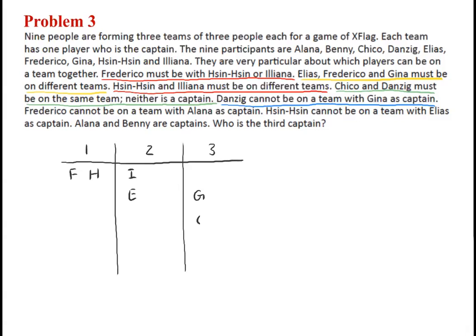Let me just rewrite this. And we can see that we can switch Elias and Gina around. We can put Elias on team 3 and we can put Gina on team 2. So in this case, this scenario right here so far satisfies all the conditions, but we haven't gone through all the conditions yet.